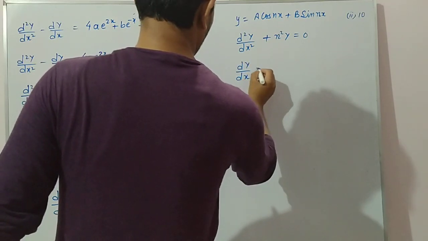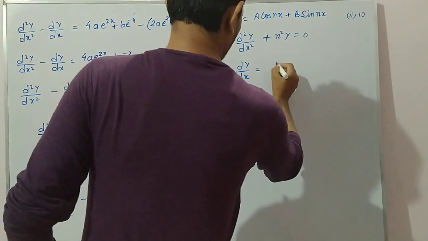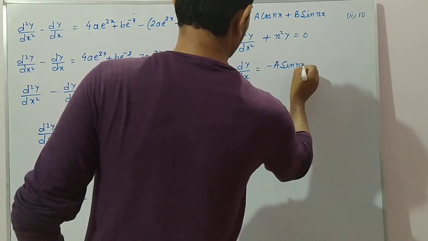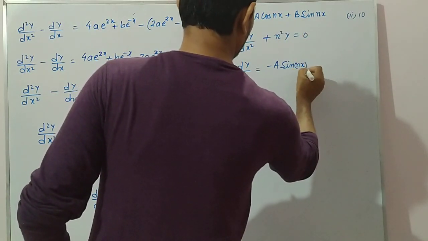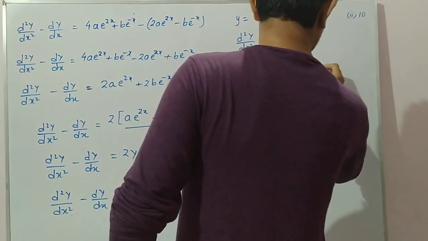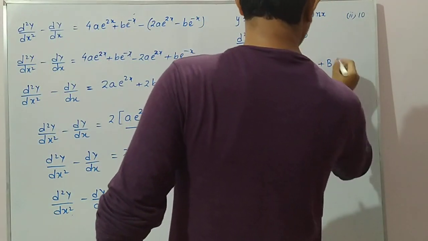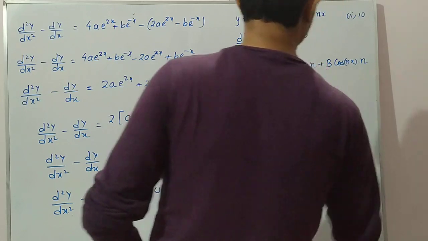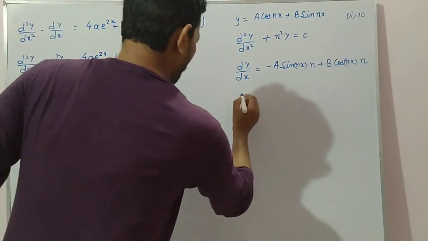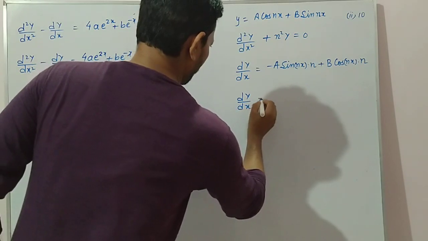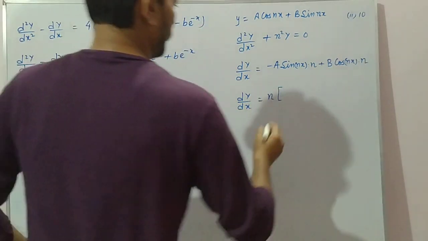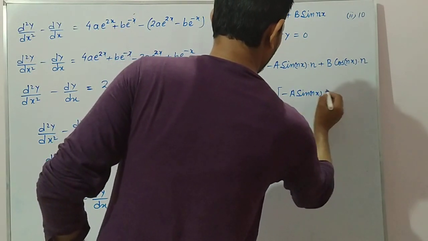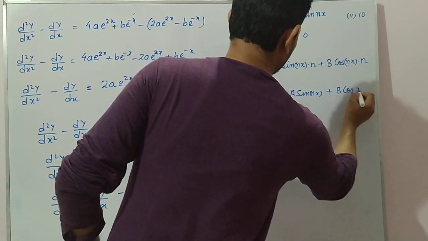Therefore dy by dx can be written as: a cos differential is minus sin, so minus sin nx, then nx differential is into n, plus b sin differential is cos, so cos nx, and then nx differential is n. So dy by dx, taking n common, is n times minus a sin nx plus b cos nx.